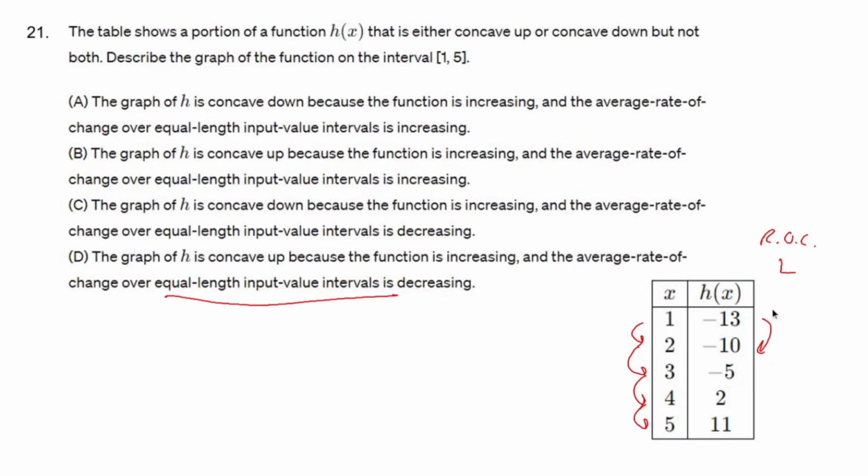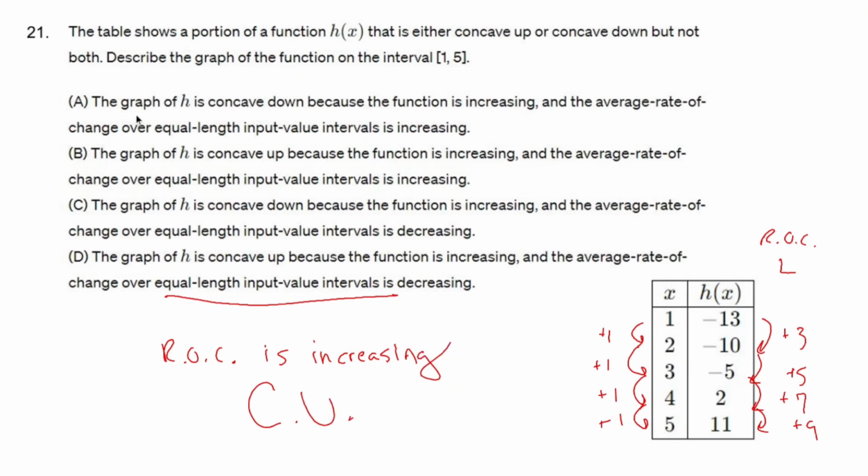Okay. These go up by, what am I doing? Adding 3, adding 5, adding 7, and adding 9. So what we have is the inputs go up by the same amount. The outputs go up by different numbers, but the numbers as you go up are increasing. So we would say that the rate of change is increasing, making it concave up.